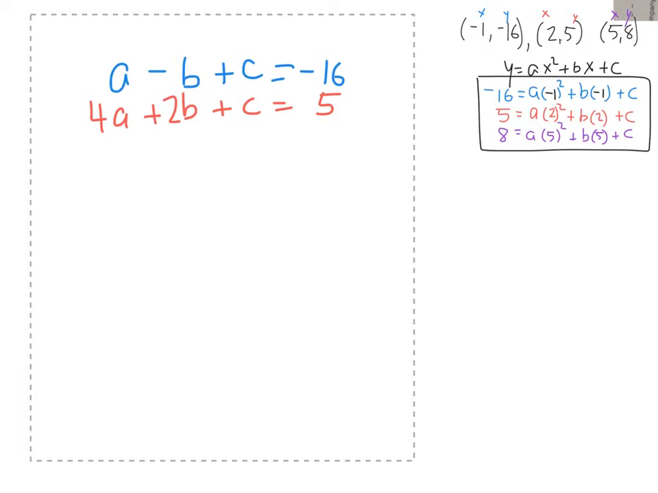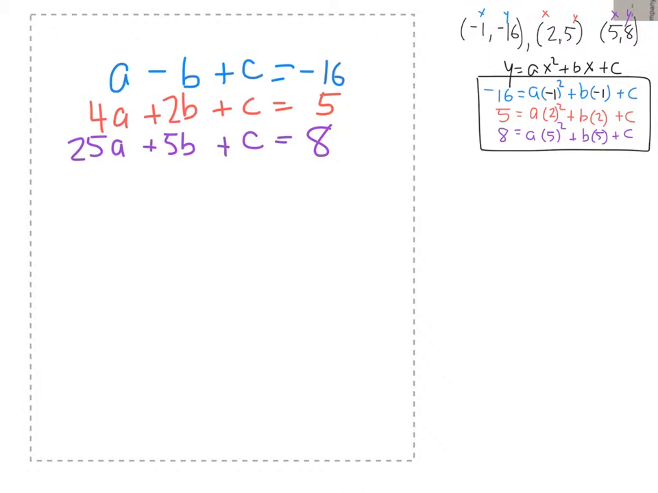The third one, let me just make it pop up right there. And there it is. And once again, all I did was 5 squared is 25, so I'm going to have a 25a. 5 times b is 5b, and the c is there, and the 8, I just put it on this side. So that's what I have right here, this purple equation. So that's my new 3x3 system.